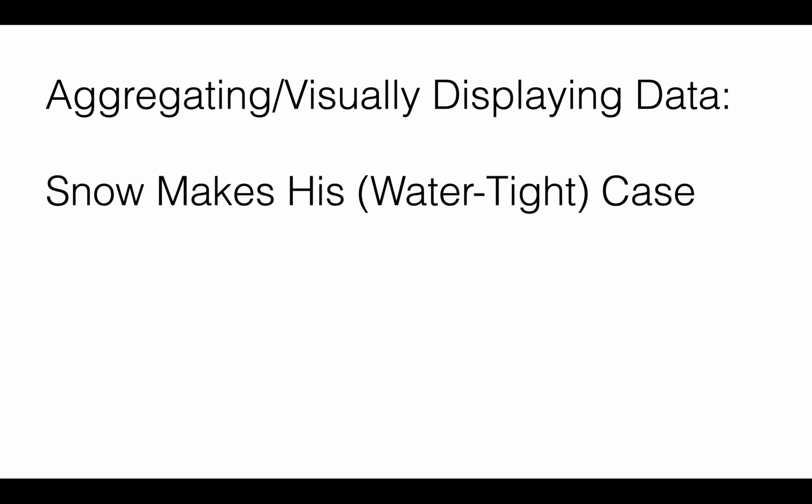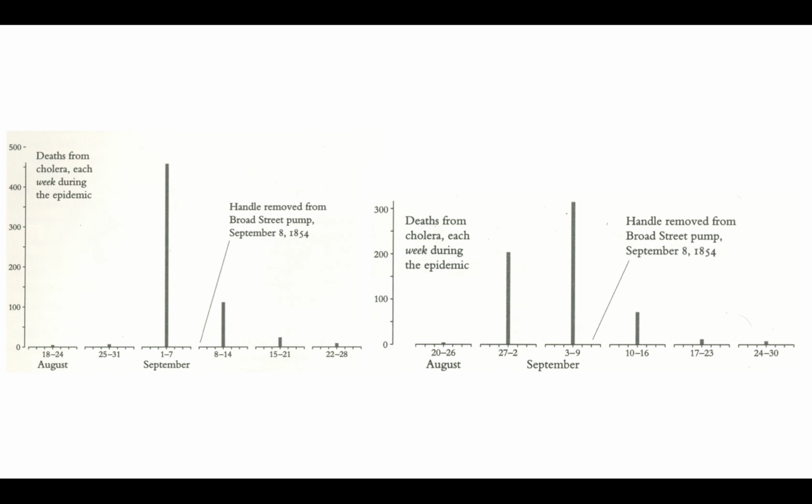I'm going to go through this idea of aggregating and visually displaying data, where Snow makes his quote-unquote watertight case. What you see here are two, again, bar charts, time series graphs, but when you aggregate data, it can cause inconsistencies. Again, the x-axis is the dates, the y-axis is deaths from cholera. The one on the left is aggregated by week, and the big week is September 1st to 7th. The one on the right is September 3 to 9. The one on the left is a little bit less useful than the one on the right.